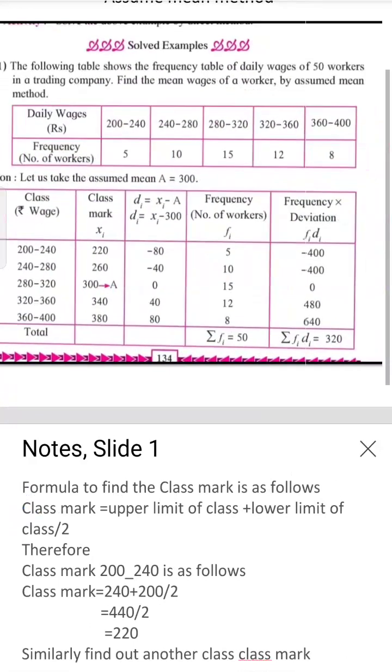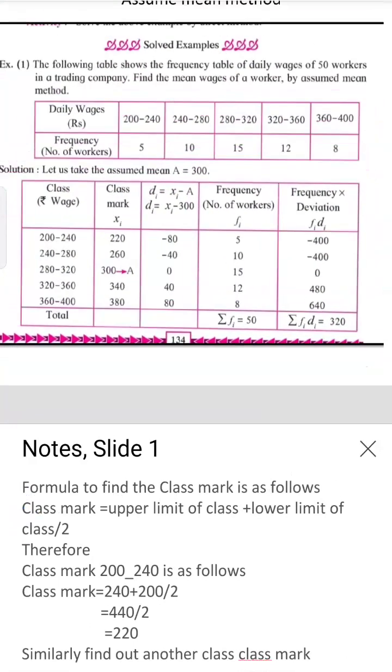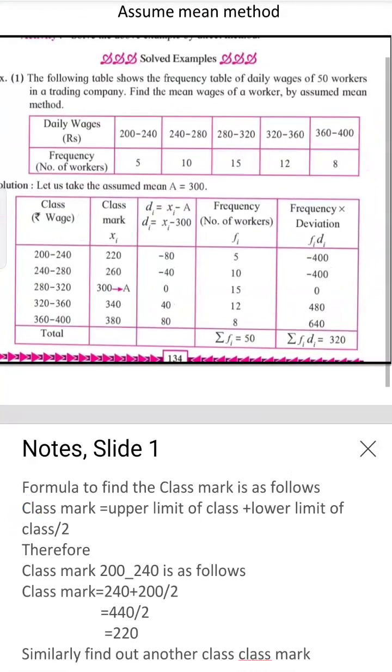Then the fourth column is frequency. Write the frequency, that is, the number of workers. Again, the first class is 5, second class is 10, third class is 15, fourth class is 12 and fifth class is 8. Therefore the summation of fi, the total frequency, equals 50. That is 5 plus 10 plus 15 plus 12 plus 8. The summation of fi, the total frequency, is 50.